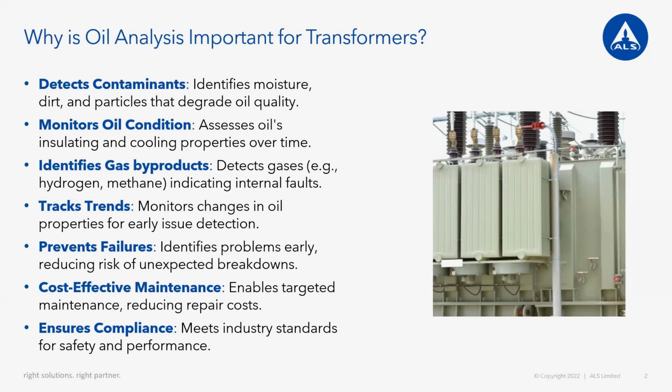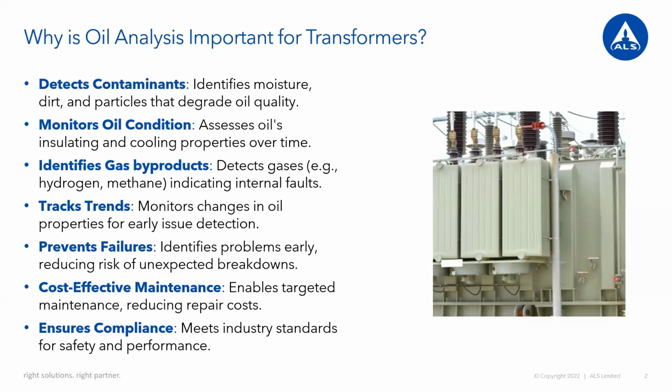It's to detect contaminants within the oil, not just the oil, but also if we do have contaminants within the paper insulation. So the best way to say it is the oil acts as an insulator to the flow of electricity, and there is paper wrapped around all the windings, all the copper in there, to prevent electricity flow that way. So it identifies moisture, dirt, particles that degrade oil quality.